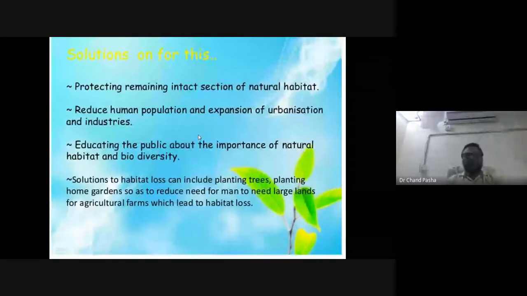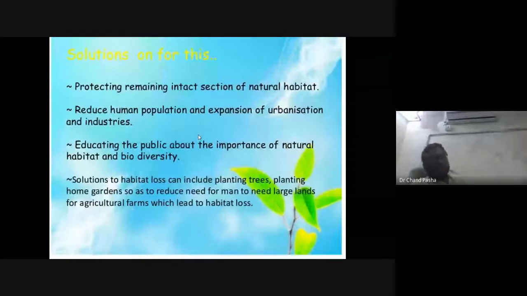This is the most important thing. Human population control, we'll say, but I don't know how much it is going to work out. And urbanization control, I don't know how much it is going to work out. But educating the people should be done. You should educate the people, and there should be biodiversity units at the village level.